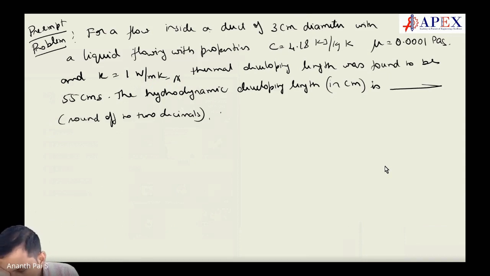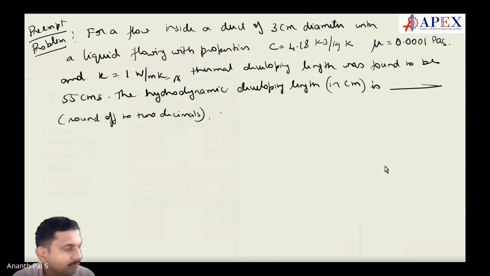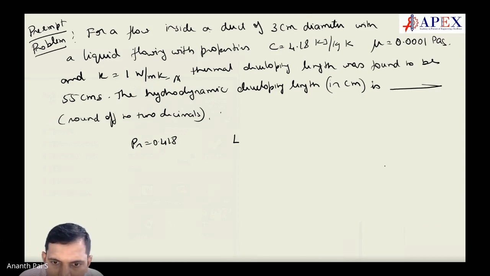131.57. What was the Prandtl number? So the Prandtl number was 0.418. So the thermal boundary layer length is equal to the Prandtl number times the hydrodynamic boundary length. What is given is the thermal boundary length. We have to find the hydrodynamic boundary length.